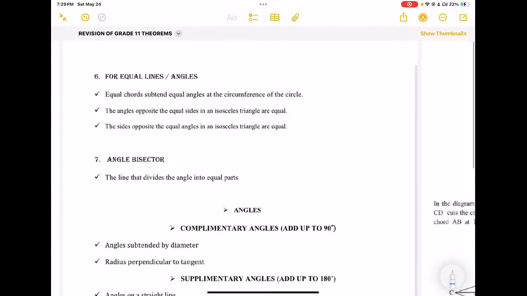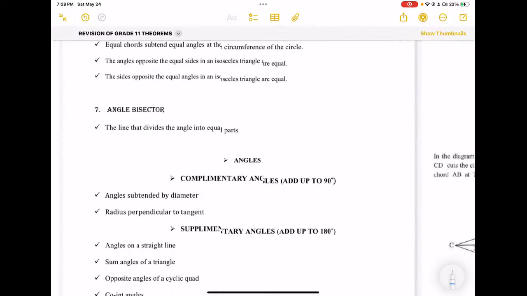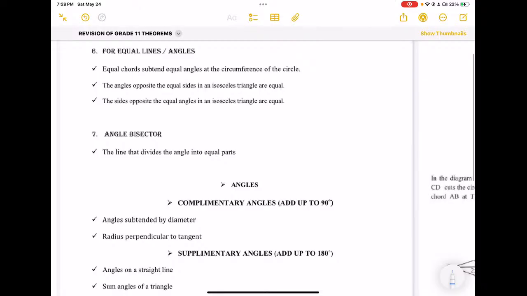And then if they give you equal lines, these two lines are equal, you have to think about equal chords subtend equal angles. Maybe if they form a triangle, then you can talk about an isosceles triangle, right? But if they don't form a triangle, that's when you can only think about equal chords subtend equal angles, right?